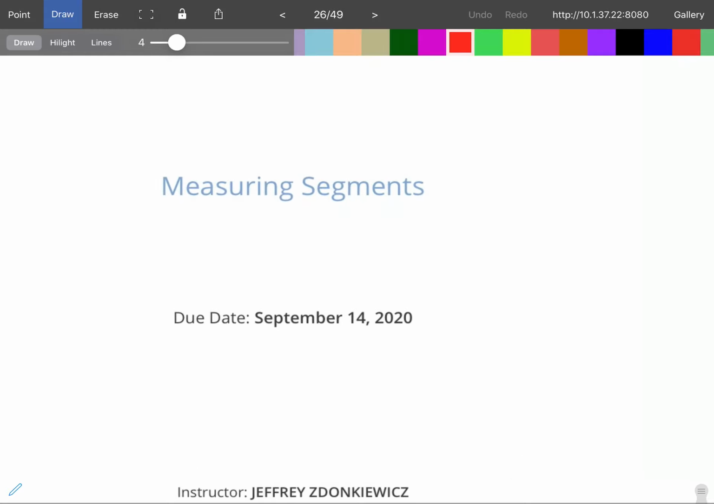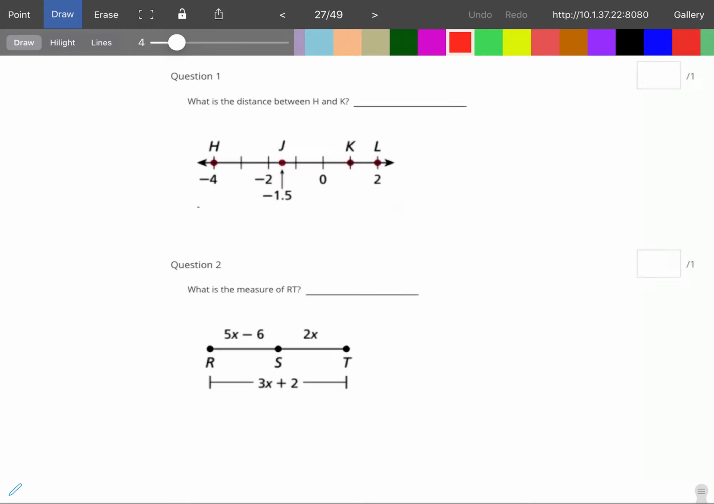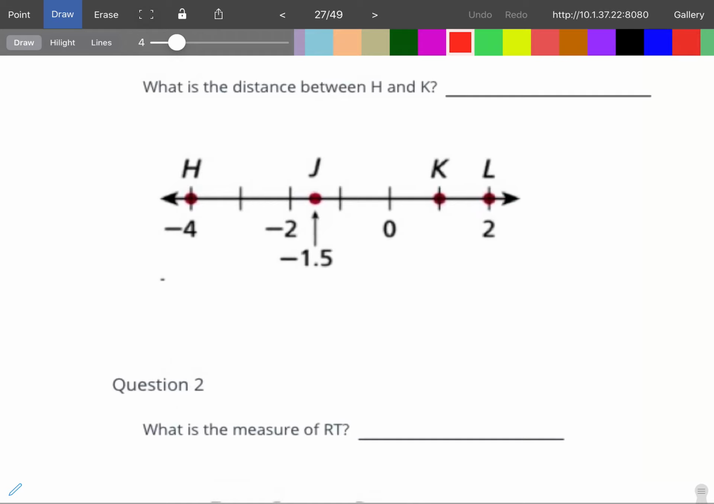So the next section was about measuring segments. And we started off with just a number line. And we're looking at distances. And when we cross 0, remember that absolute value, or distance from 0, is always positive. Distance will never be negative.